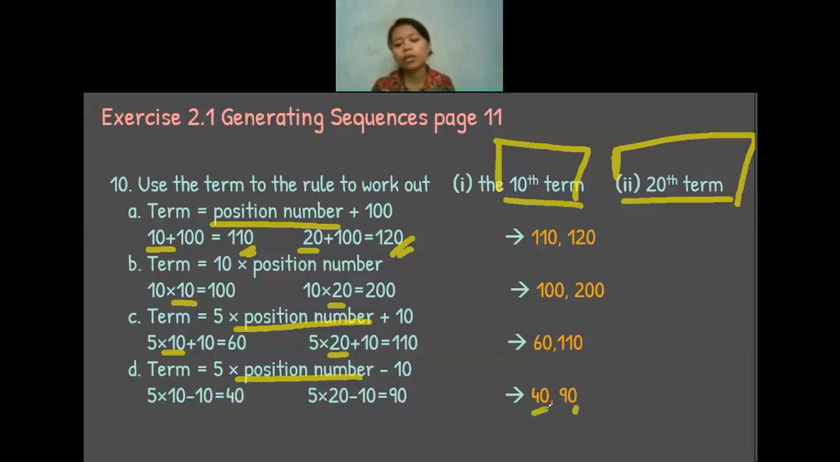Is there anyone having a question? Or maybe I talk too fast? No? Okay. For sure, no question from the others? Okay, if no question, I will move to question 11.